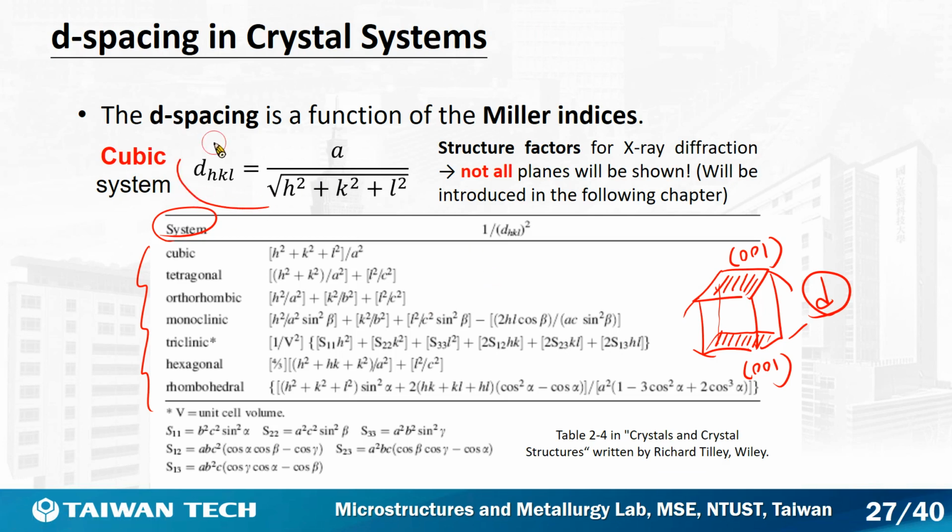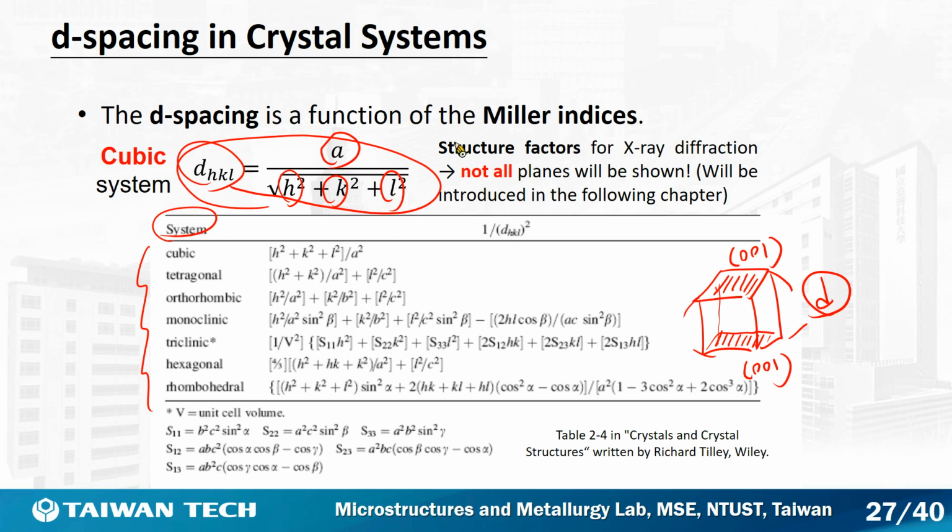For example, for cubic, we use these equations. This is the Miller indices. This is the length of the unit cell for this cubic. So from d_hkl we can get these spacings. This is just for your information.